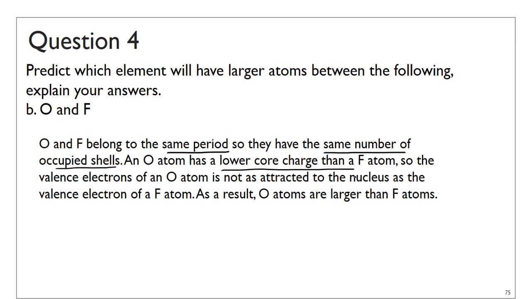And so the valence electrons of oxygen is not as attractive. This is another comparison. We're talking about the attractiveness between the nucleus and the valence electrons in an oxygen atom compared to a fluorine atom. And because the valence electrons of oxygen is not as attractive to the nucleus as the valence electrons of fluorine, oxygen atom will be larger. So try to make sure that you have comparative statements when the question asks for a comparison.